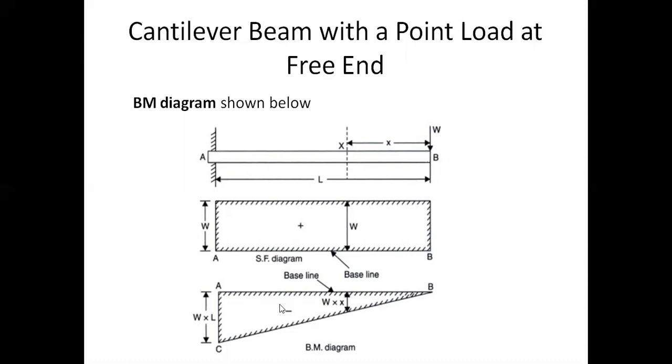Now, if you take the bending moment diagram, it depends on the distance from the free end. For example, I want a section here. How much distance is it? It will be W into X. Therefore, W into L at this end. This is the bending moment diagram. We have seen some problems on this also in the last video session.